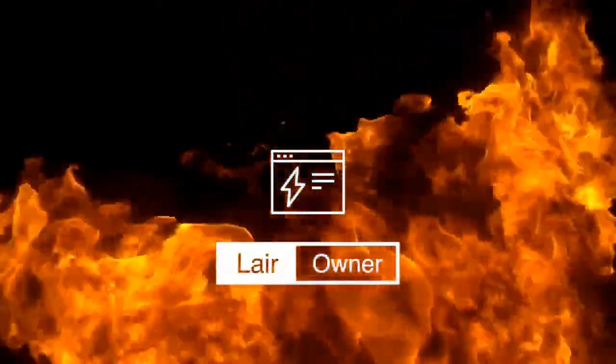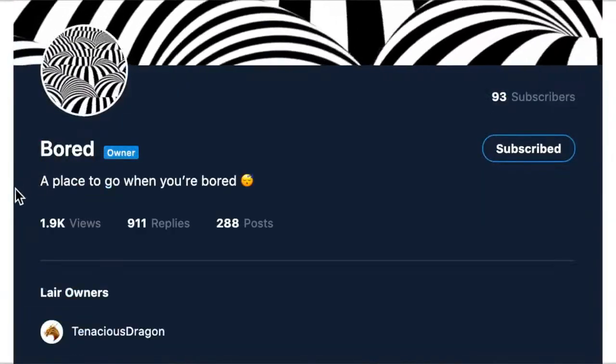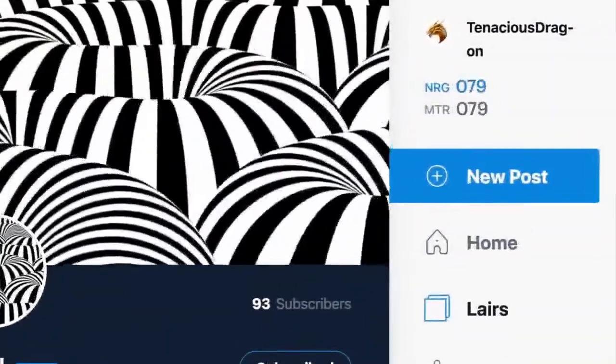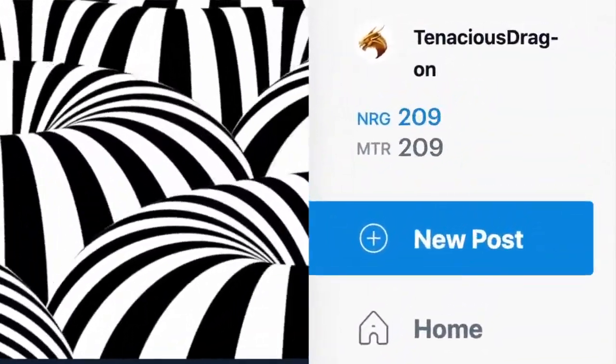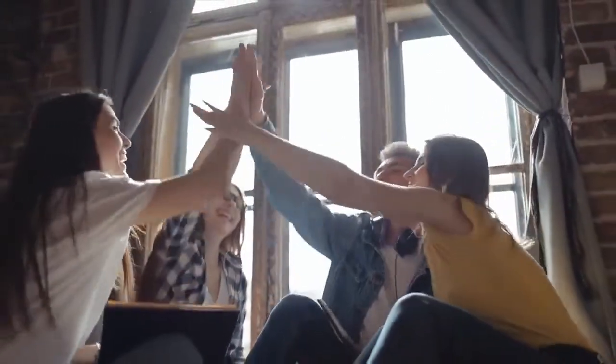A lair owner is a person holding tokenized ownership of all or part of a community lair. Owners are rewarded with a portion of all mining activity happening within their lair. Owners are incentivized to build the best community of content creators and evaluators.